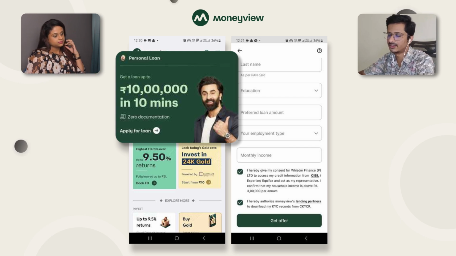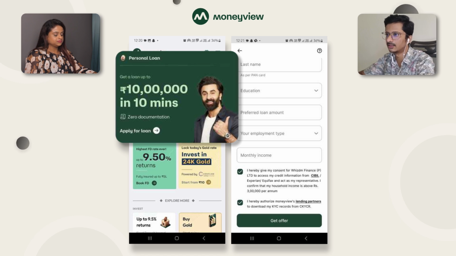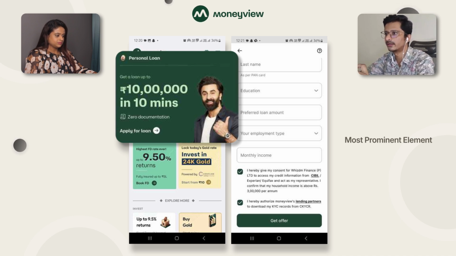And over here we see something different from what we've seen till now, which is that they have this celebrity's photo, and it says get up to 10 lakhs in 10 minutes, and there's only one other benefit, which is zero documentation, and it says apply for loan. As soon as you click on it, you come to this screen, which is a form filling experience. So I think the most prominent element, at least here, is competing between the amount, the time in which you get it, and the celebrity's endorsement, I guess.